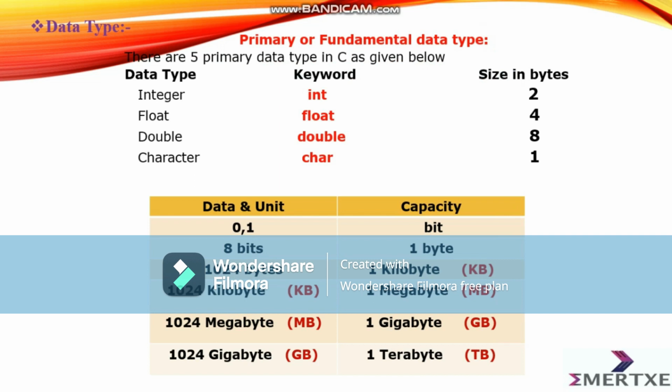And size of data bytes. This is the characters, 1 byte in size. The following chart below shows the data unit and capacity for bytes. First, the chart for 0 and 1 shows the capacity for a bit. Sorry, the bit.